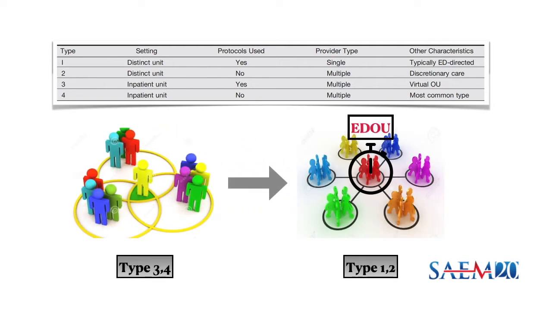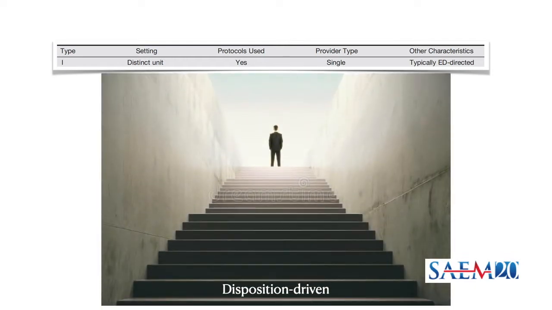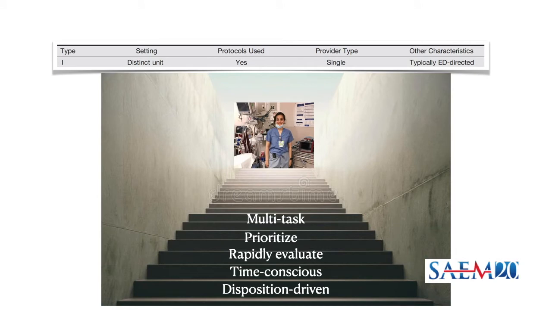In a type 1 or 2 setting, patients requiring a short stay, typically less than 24 hours beyond their emergency department stay, are cohorted into a distinct observation or short stay unit. Who is best suited to manage and staff a type 1 protocol-driven observation unit where the average length of stay is about 15 hours? Well, we would want physicians to be disposition-driven, time-conscious, be able to rapidly evaluate, prioritize, and multitask. Well, I know who that is. That's an emergency physician. This skill set is what our residents learn to do from day 1 of residency, and it's a skill set unique to emergency medicine.